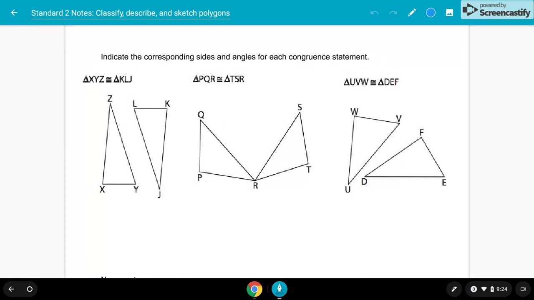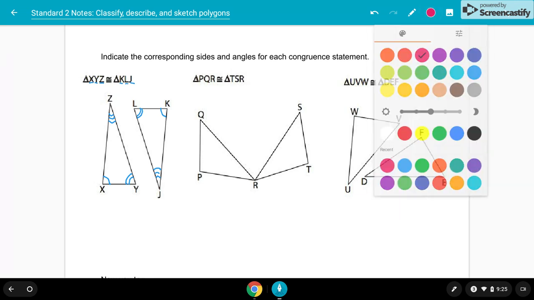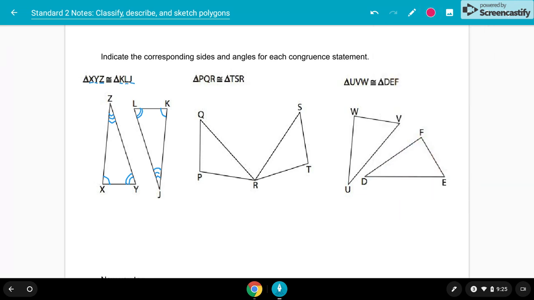Indicate the corresponding sides and angles for each congruence statement. This first one says triangle XYZ is congruent to triangle KLM. Well, that means that angle X is congruent with angle K because they're both listed first. Angle Y is congruent to angle L. And then angle Z is congruent with angle J. So we did our angles. Now we have to do the sides.